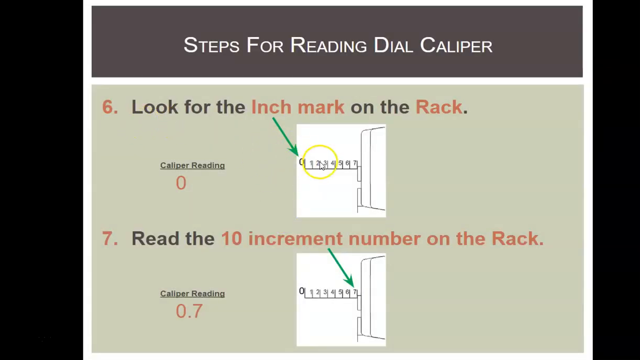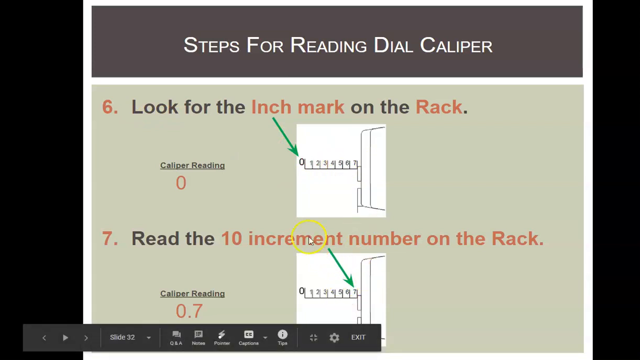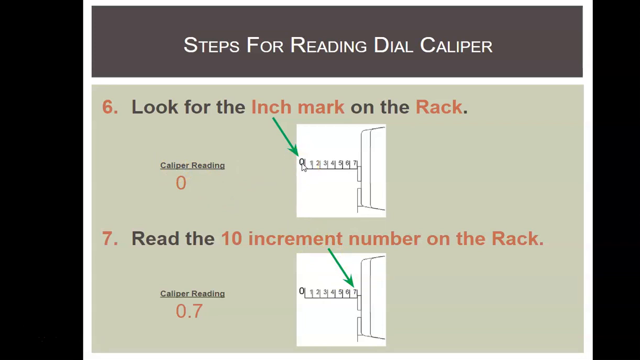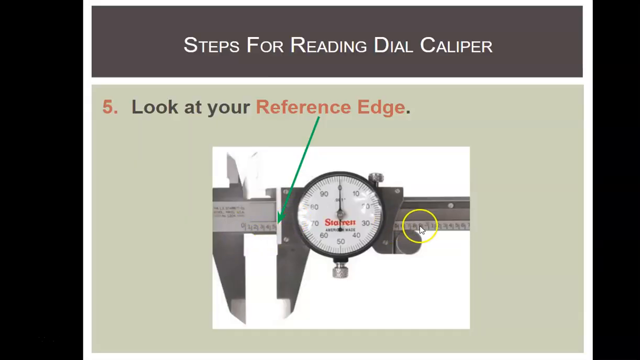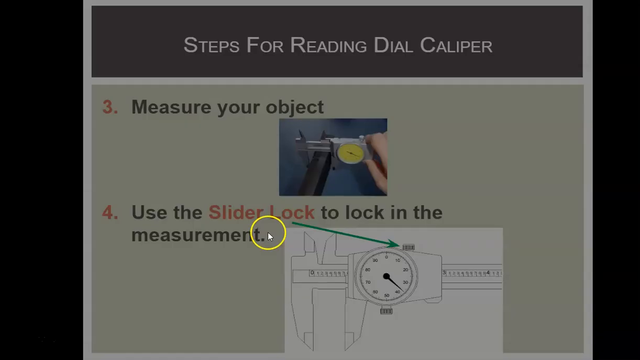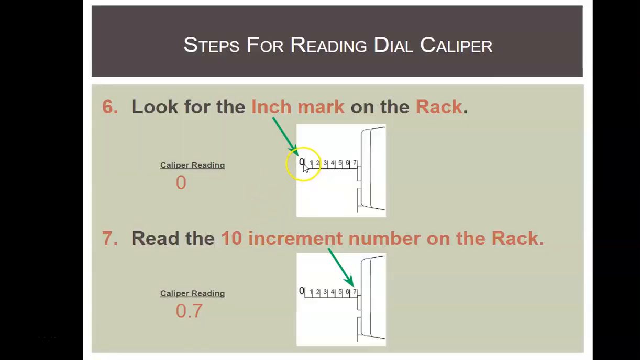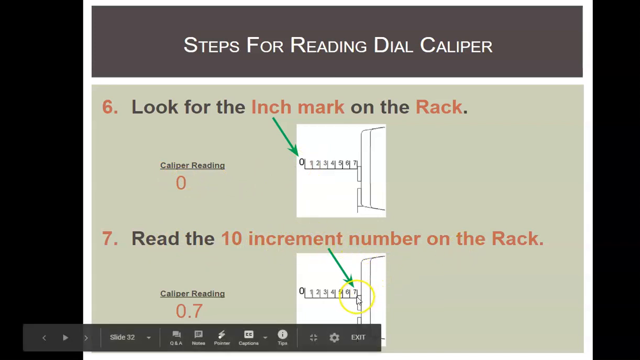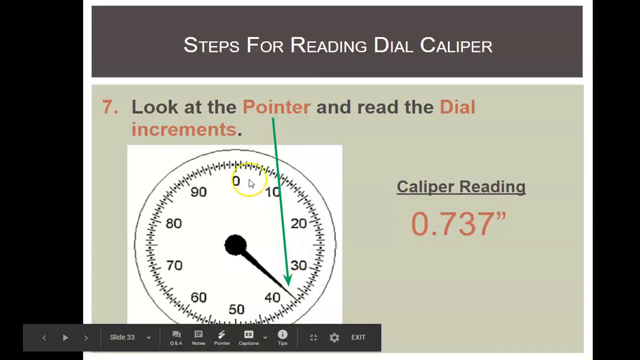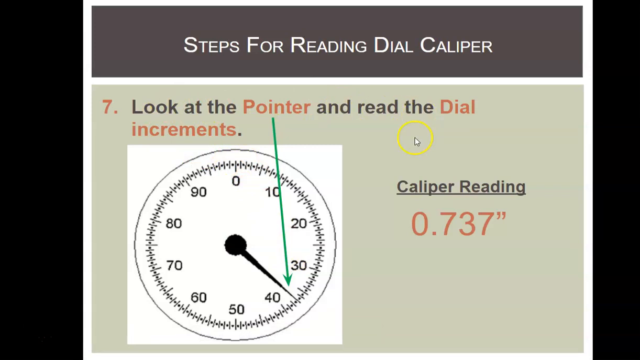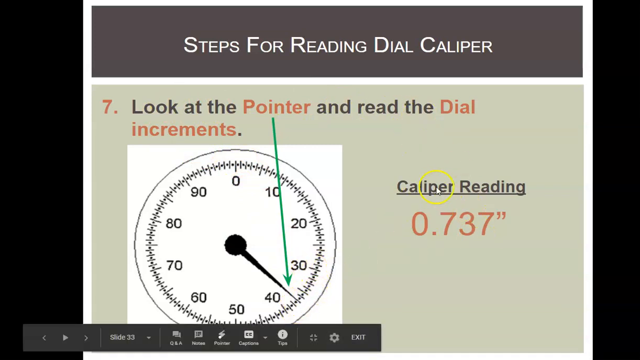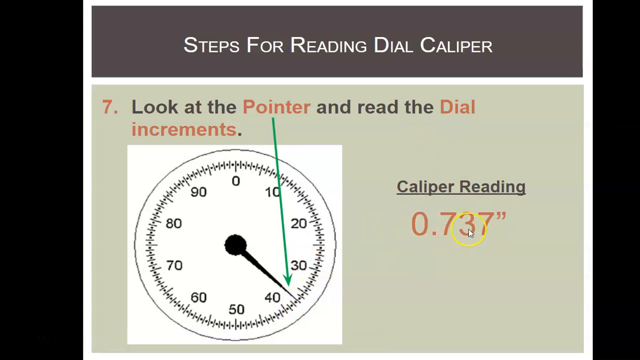Okay, so by looking at this example picture here, I just copied and pasted it a bunch of times, you'll see a bigger number, and that bigger number will show you how many inches it is. So in this case, it's not past 1. So you see how we have 0, and then over here is like 3 inches. It's not past 1, so we'd have 0 inches, so 0 point, then read the 10-digit increment on the rack. So here it's 7, so 0.7. So rack first, then dial. So then look at the pointer and read the dial, and here we have 37. So our entire answer is 0.737.